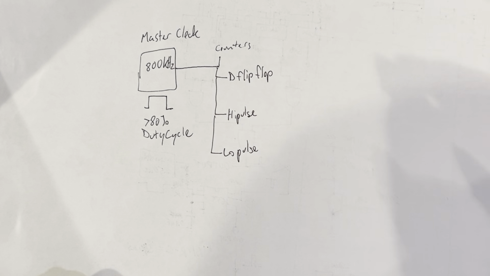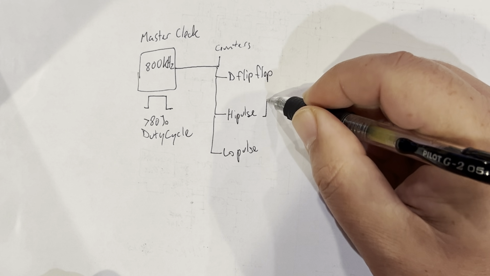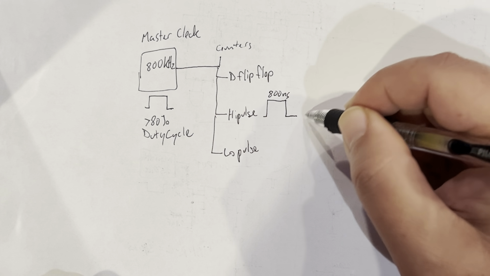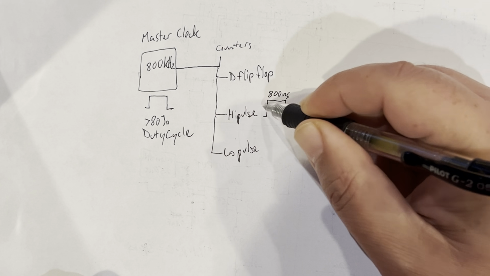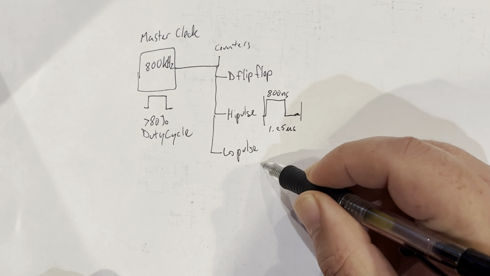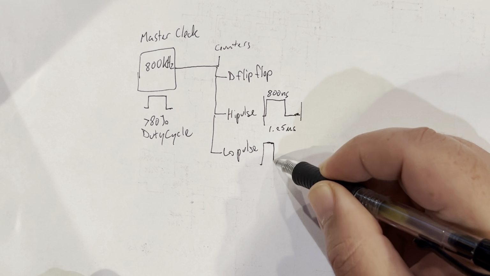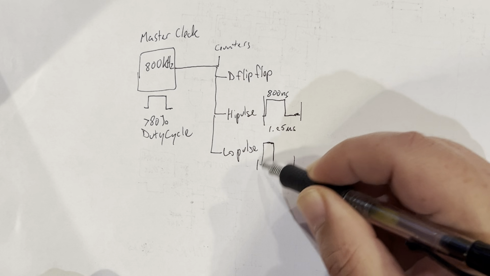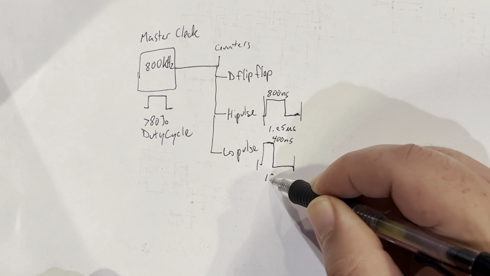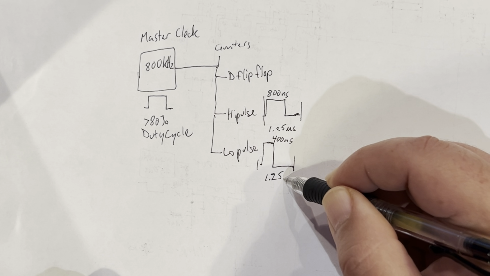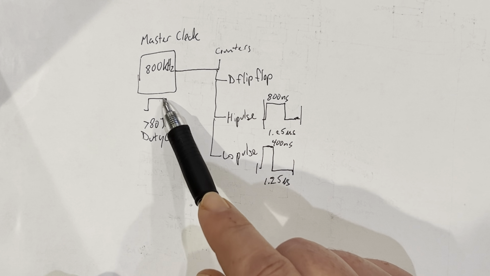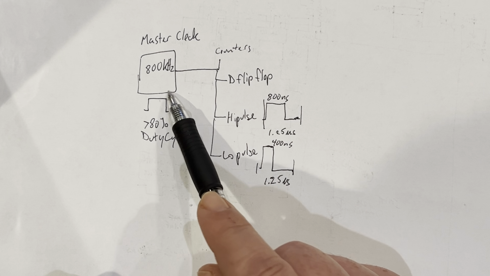As I talked about before, the high pulse has to be at least 800 nanoseconds long, and the total period should be 1.25 microseconds. And the low pulse needs to be about 400 to 450 nanoseconds long, and the total period should be 1.25 microseconds. Well, the period's not the problem because we have a 1.25 microsecond period if the clock goes at 800 kilohertz.